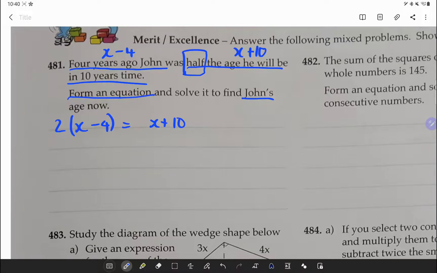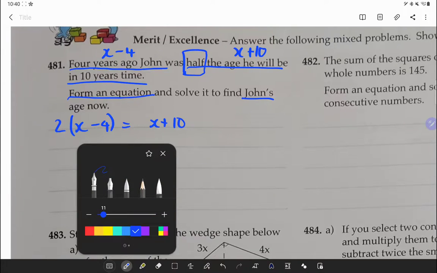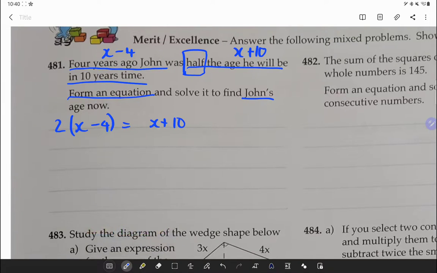So either way, make that equation. I've done the form an equation part, and then let's find John's age now. John's age now is x, so we're just trying to find x at this point. So expand. Okay, let's put it all together. I'm just going to move it all to the left.